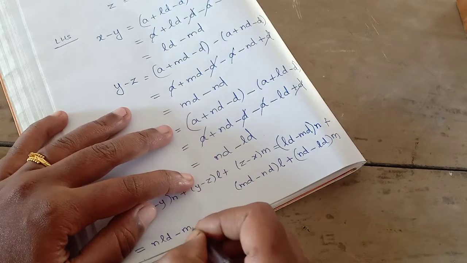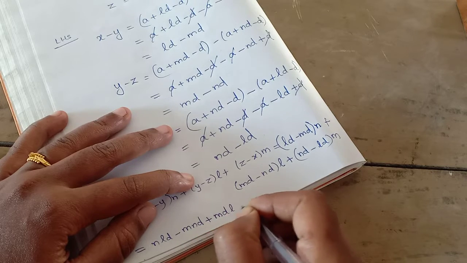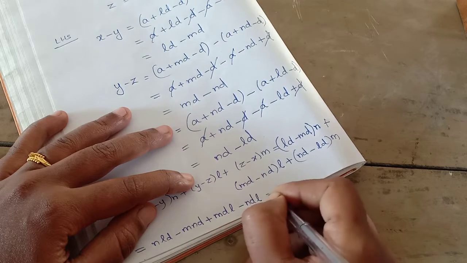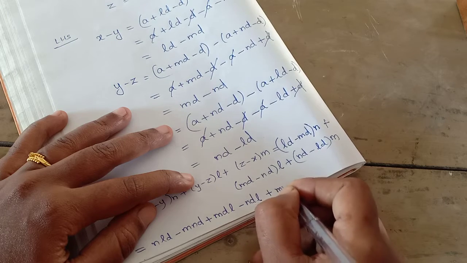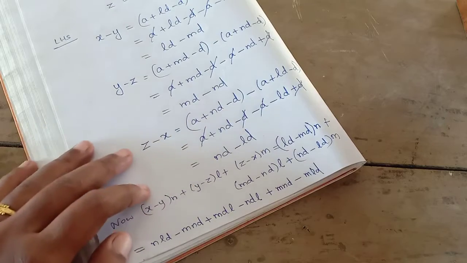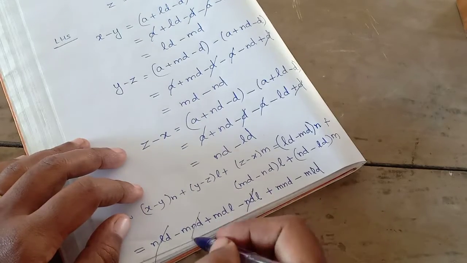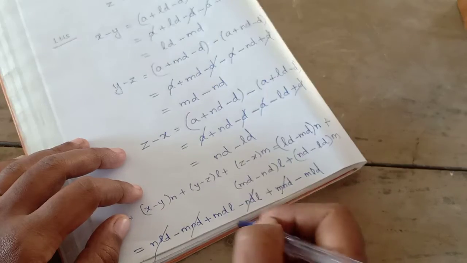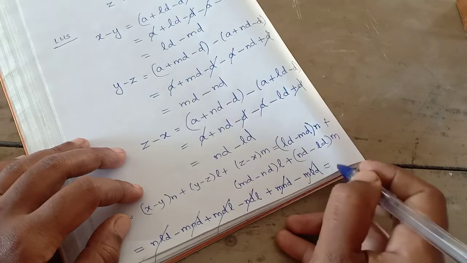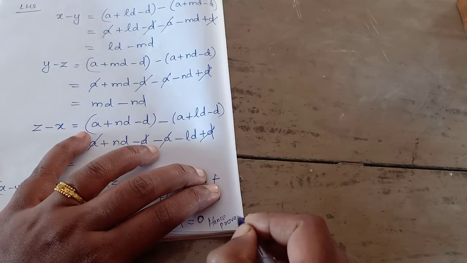NLD minus MND plus MDL minus NDL plus MND minus MLD. So any terms for cancellation? Positive, negative. Positive, so negative, positive and negative, positive. We are getting 0 as the answer. That's why, hence, proved the second also.